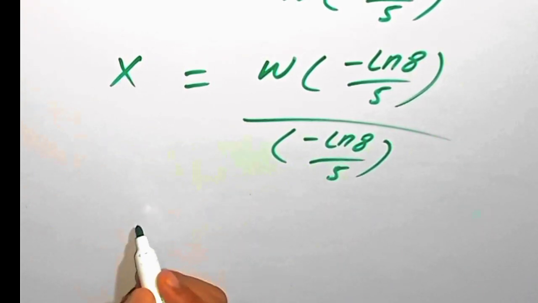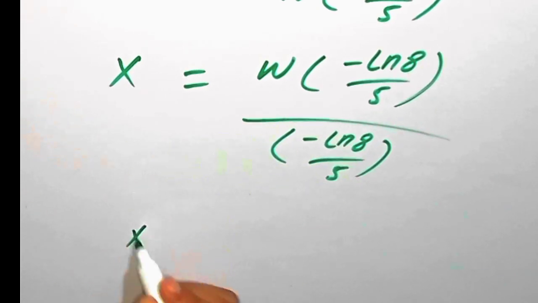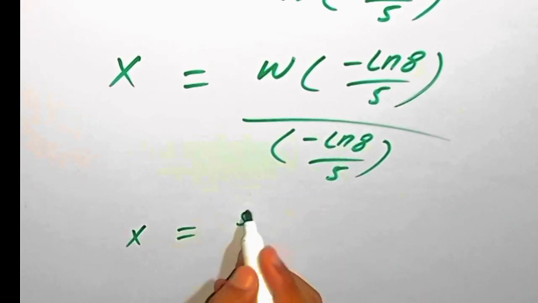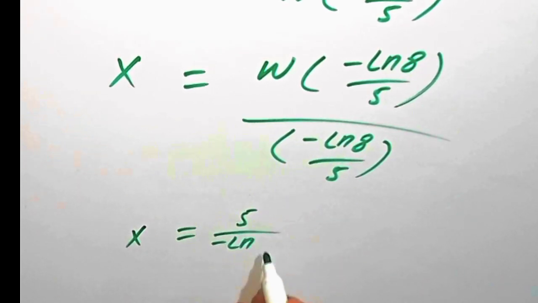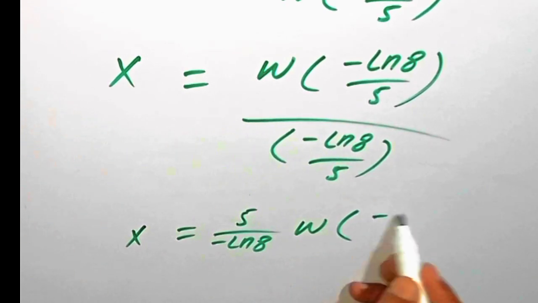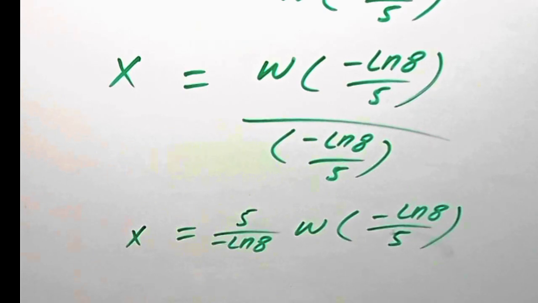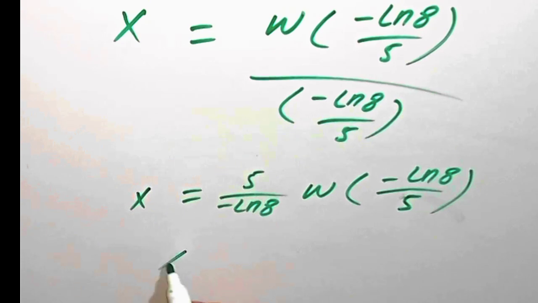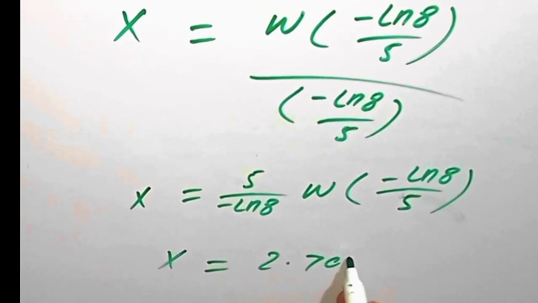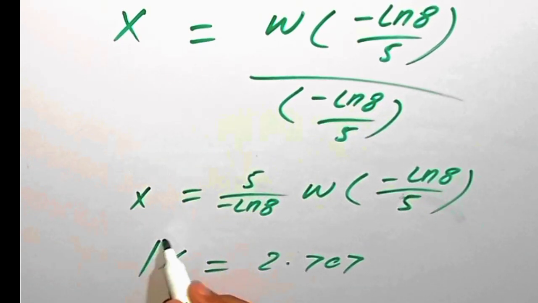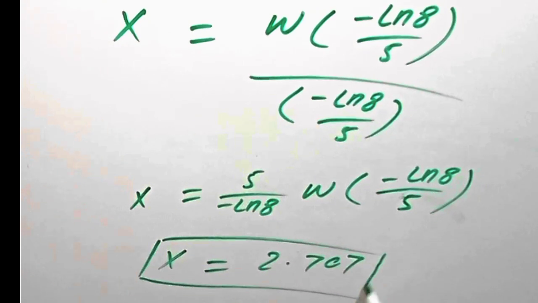So the next step is that x is equal to 5 divided by minus ln 8, times W of minus ln 8. When we solve this function on the calculator, our answer is approximately 2.707.